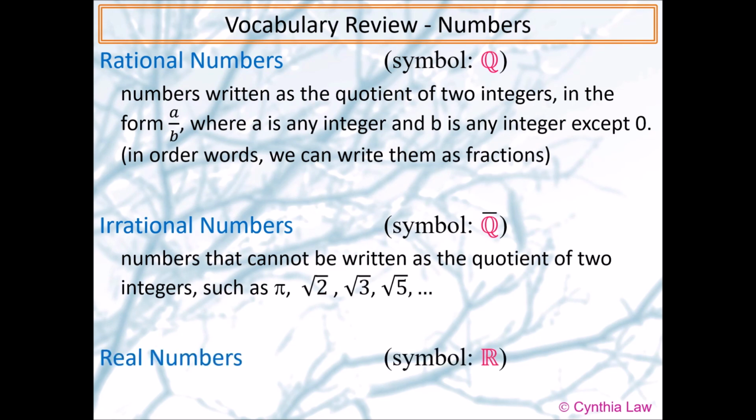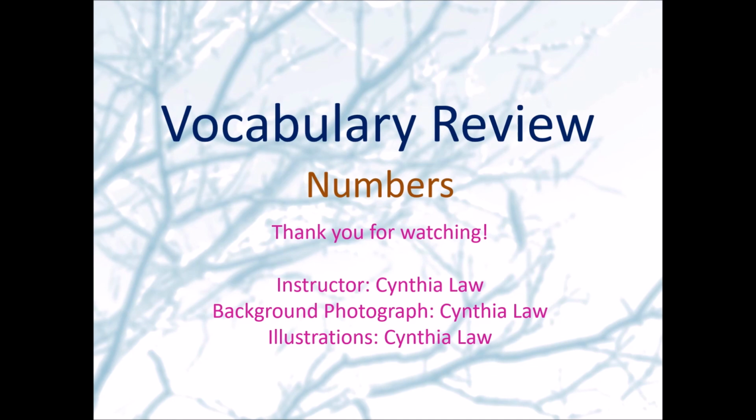The last set of numbers is called real numbers. We represent it using the symbol R. It includes all the rational and irrational numbers. So it means all the natural numbers, the whole numbers, the integers, rational numbers, and irrational numbers, they all belong to the set of real numbers. That's it to vocabulary review of numbers.